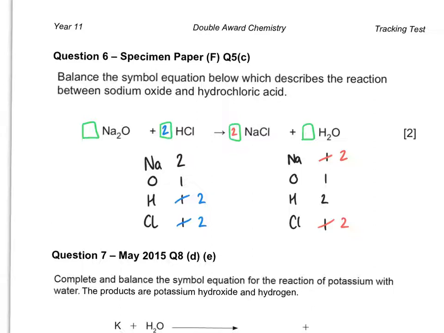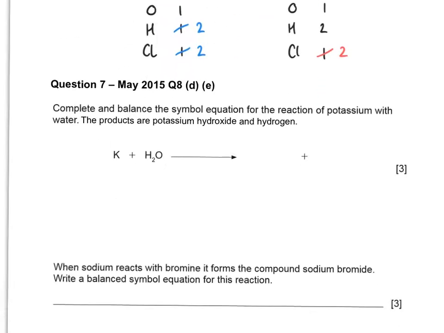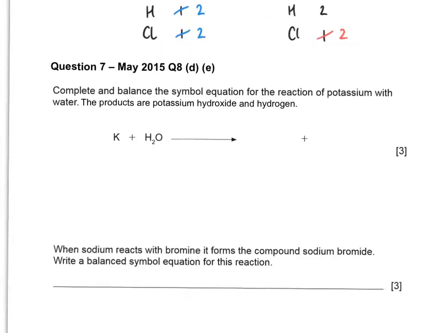So if you've put boxes in here, you'll need to rewrite your whole equation. I'm just going to rub out my boxes and rewrite my numbers in. So I had a 2 in front of my NaCl and a 2 in front of my HCl, and that's that equation balanced. Moving on then to question 7 again.